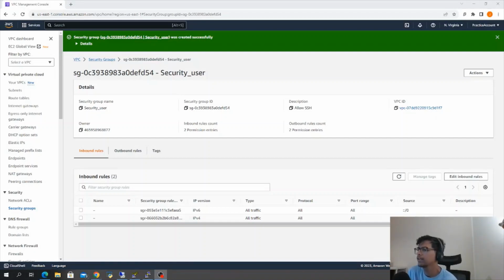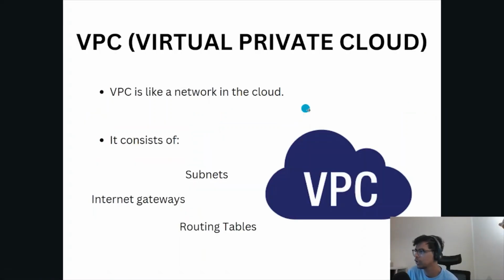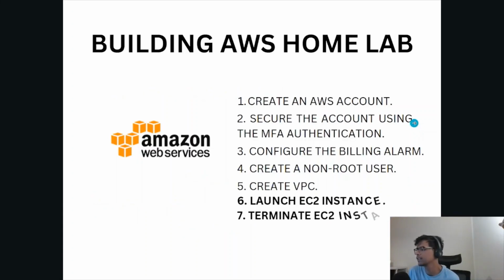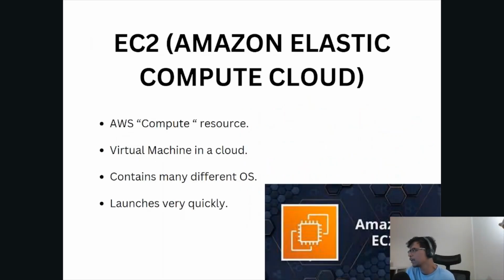So now that we have created our security group, next we move on to our final two steps, which is launching the EC2 instance, which we will see here is Windows and Linux, and then terminating the instances that we made. Now, what exactly is EC2? Amazon Elastic Compute Cloud, Amazon EC2, is a core and fundamental service within AWS that provides scalable and resizable virtual computing resources in the cloud. So it's what you call a virtual machine.